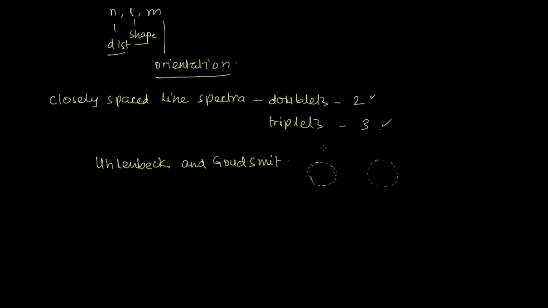Now the only possible distinction that they could think of was if this electron is rotating like that, and this electron rotates like this. You understand? That means looking from up, if this is rotating like this, then in rotational motion, if you point the thumb of your right hand along this, your fingers of the right hand will curl like that.